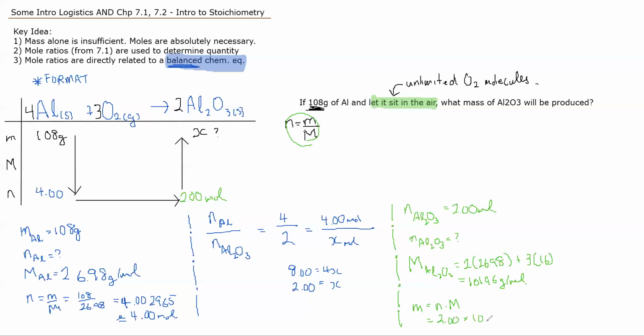2.00 multiplied by 101.96 grams per mole is equal to 203.92 grams. Sig figs. Therefore, the mass of aluminum oxide is going to be 204 grams. X is equal to 204 grams. It's tough, right? But you'll get used to it.